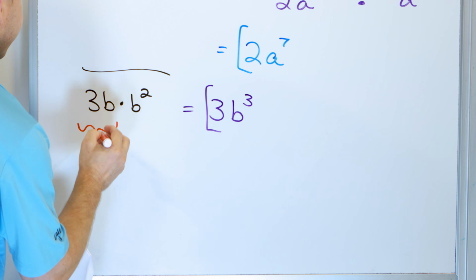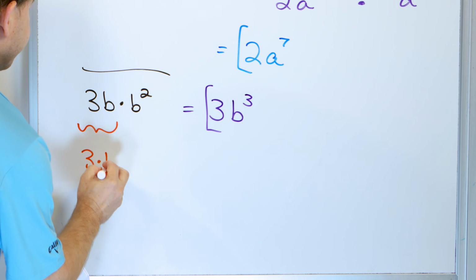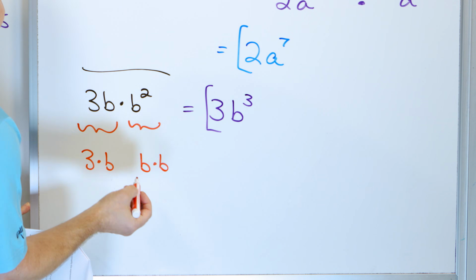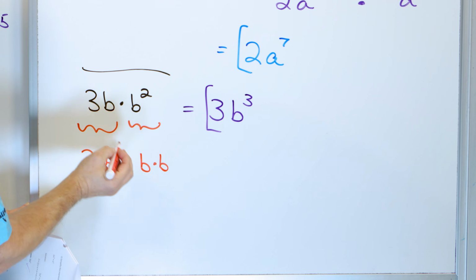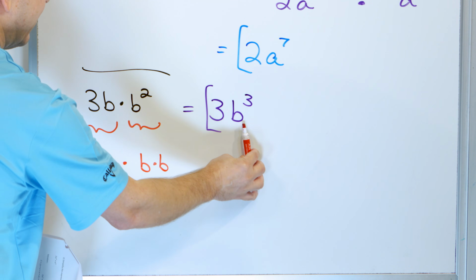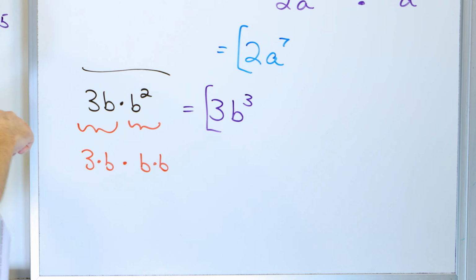This term, the 3b, is just 3 times b. This term is just b times b, because b squared is b times b, but both of them are multiplied together. So what do you have? 3 here, and then b times b times b, that's b cubed. This is the definition of the exponent there.